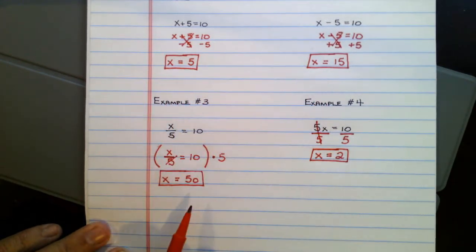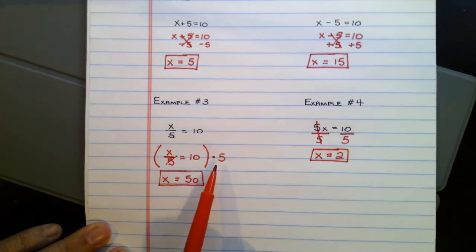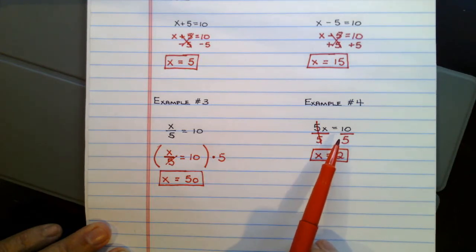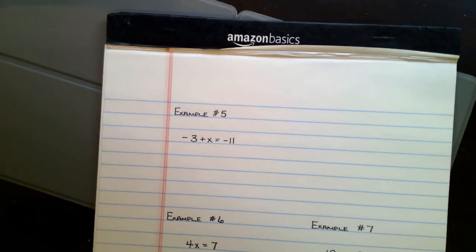This is how you show your work on the 4 basic operations. Make sure you do it to both sides. Here's how you show multiplying on both sides. Here's how you show dividing on both sides. Use a division bar.